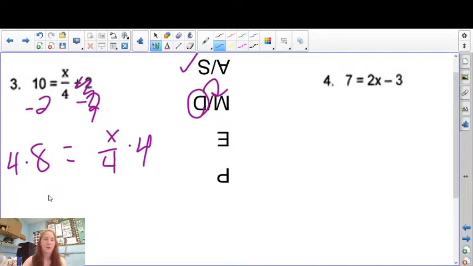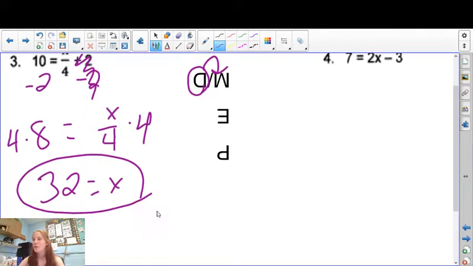Scroll down a little bit. 8 times 4 is 32. And remember, having 32 equals x or x equals 32 means exactly the same thing, just in a different order. And it's okay that we have things different as long as the answers are correct.